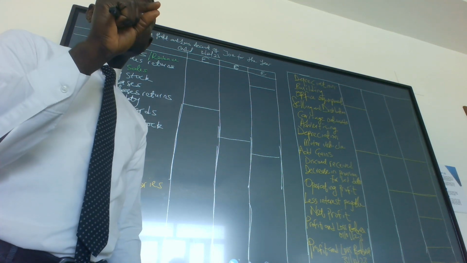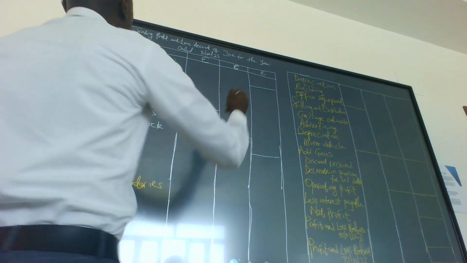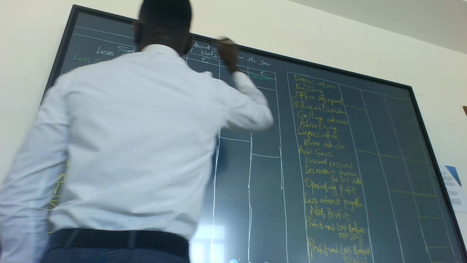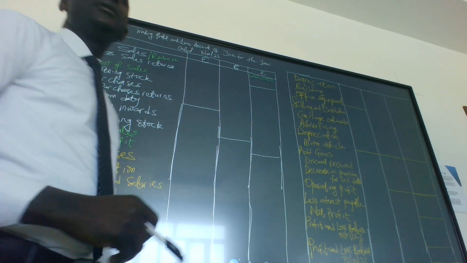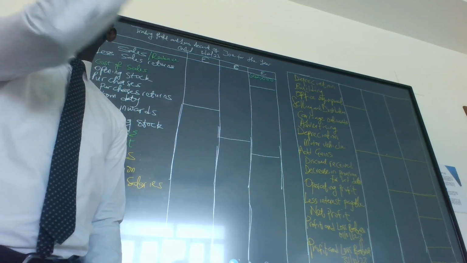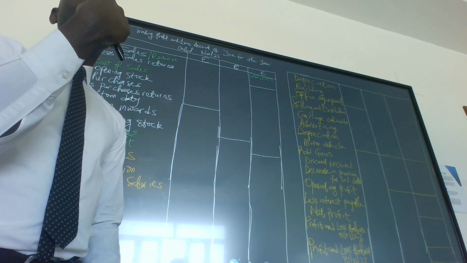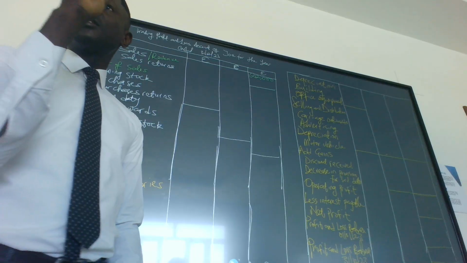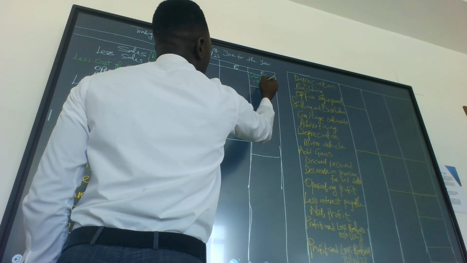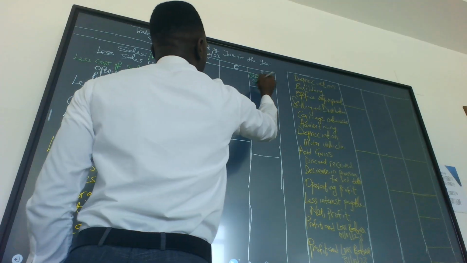Sales. Yeah. 602,000. Yes. Then what about sales returns? Sales return, return inwards. 17,000. Return inwards. Yeah. 17,800. Now take it away, please.